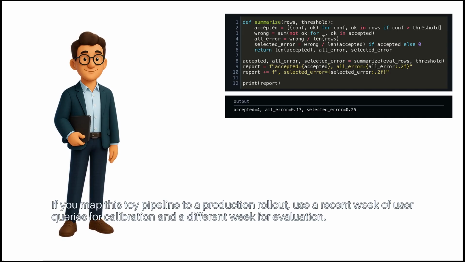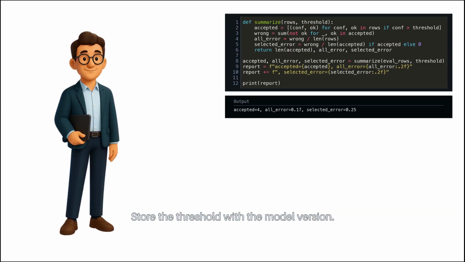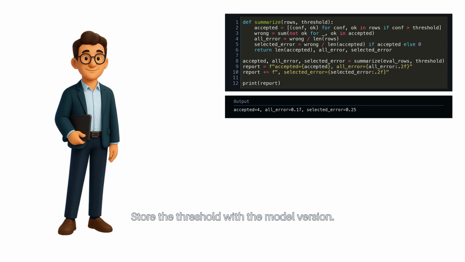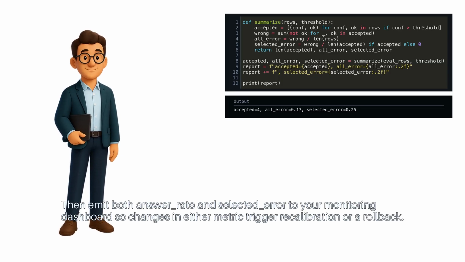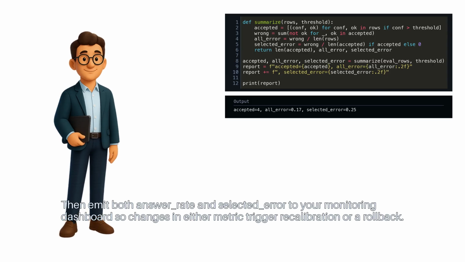If you map this toy pipeline to a production rollout, use a recent week of user queries for calibration and a different week for evaluation. Store the threshold with the model version. Then emit both answer rate and selected error to your monitoring dashboard, so changes in either metric trigger recalibration or a rollback.